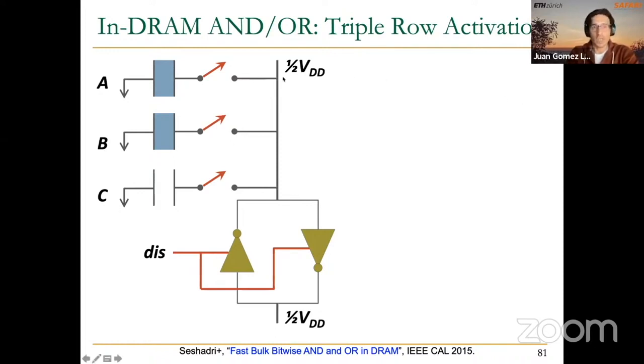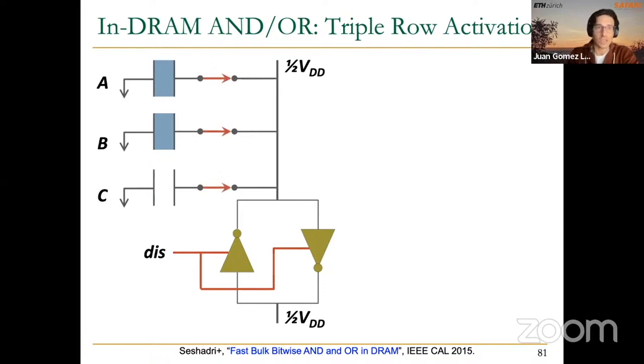So imagine that in this case, we have 3 DRAM cells. As you know, a DRAM cell is essentially a capacitor and an access transistor that here is represented by these switches. We have 3 DRAM cells. 2 of them are charged, and the last one is discharged. In the normal DRAM operation, we only activate one of these rows, only closing one of these switches. In this case, we activate the 3 rows at the same time.